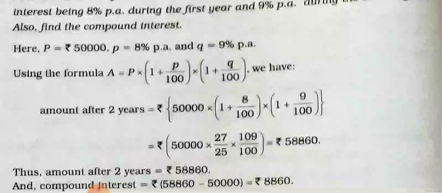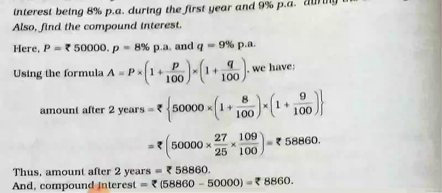After calculation, the compound interest amount we got is 58,860. So this is the amount after the 2 years. And what will be the compound interest? As I said, you have to subtract amount minus principal, and the compound interest is 8,860.